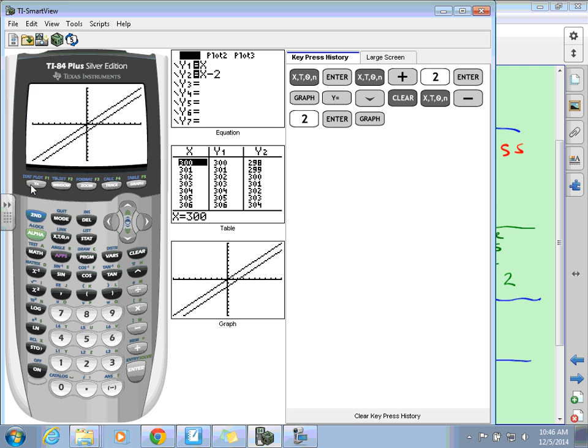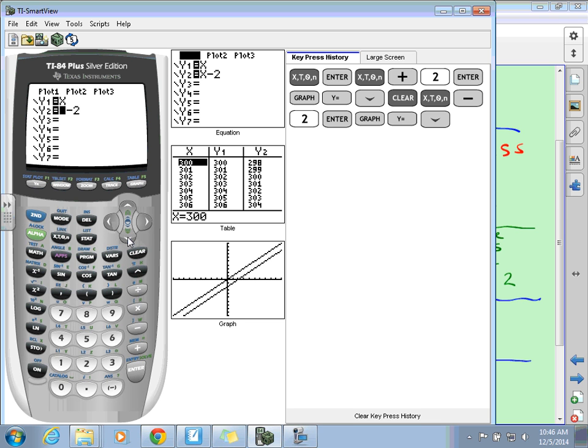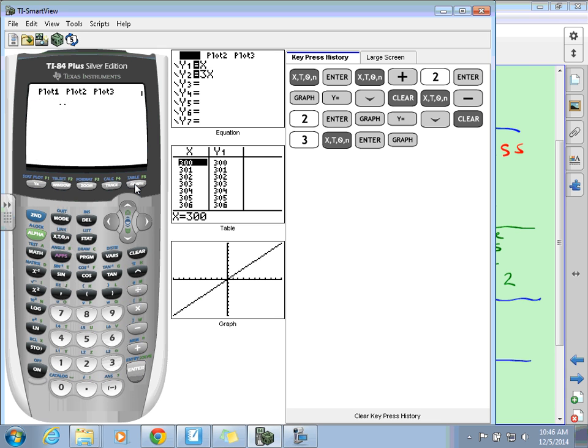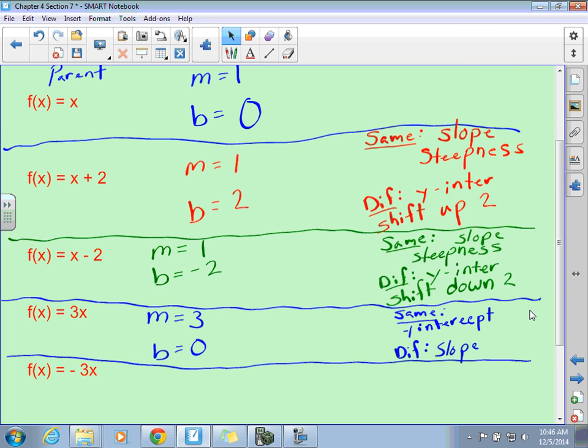Let's take a look. 3x. Okay, here's mom and dad. Whoa, there's the kid. Okay, how are they alike? Look at the graph. That's correct. They're going to cross at the origin. So same: cross at origin, that's 0, 0. And different? Yep, it's steeper, isn't it? It's steeper.